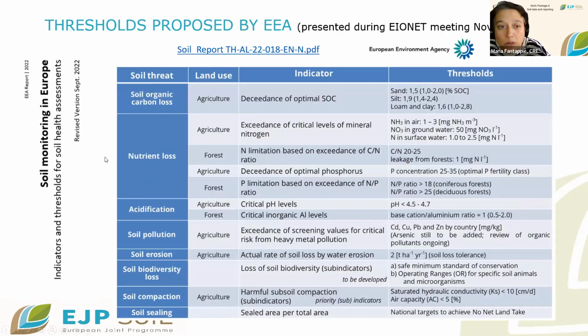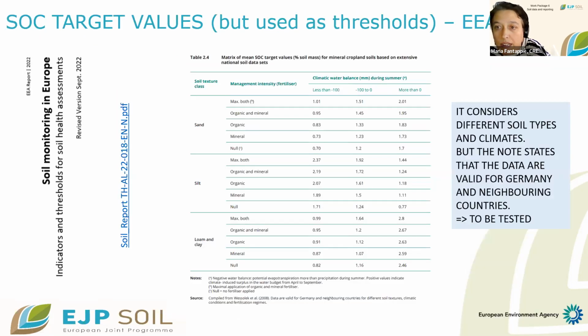Just to report what was presented by the European Environmental Agency, these are some thresholds that have been defined for the different indicators. Specifically for soil organic carbon, this threshold has been divided depending on climatic areas and also on soil texture. But what is written in the notes is that these data are based on Germany and neighboring countries, so this threshold needs to be tested by countries.